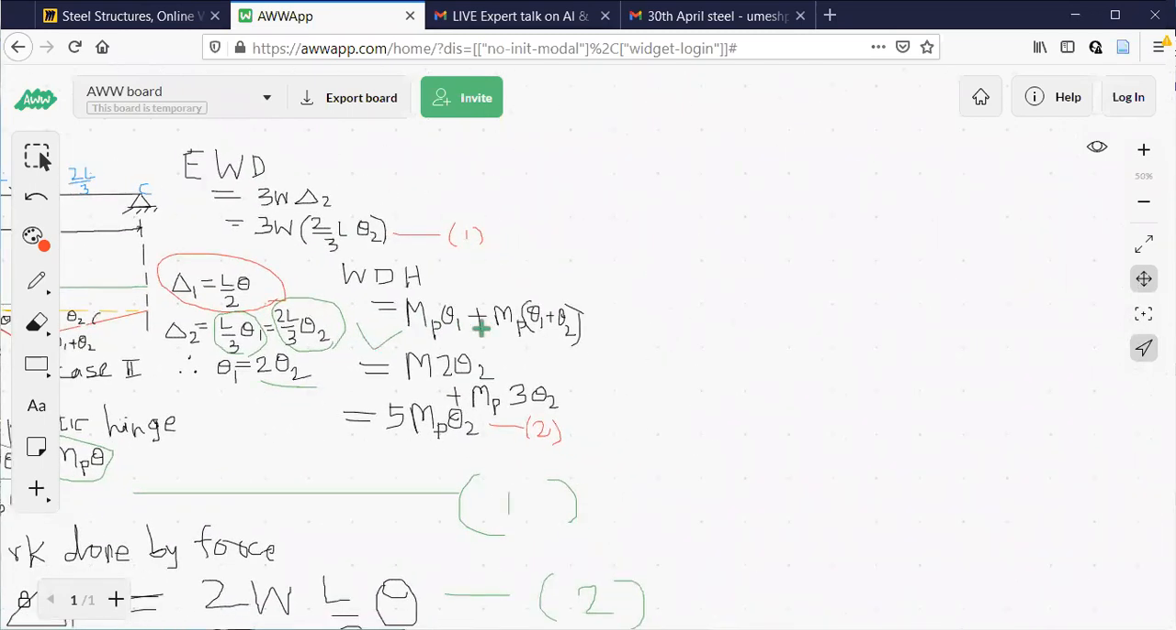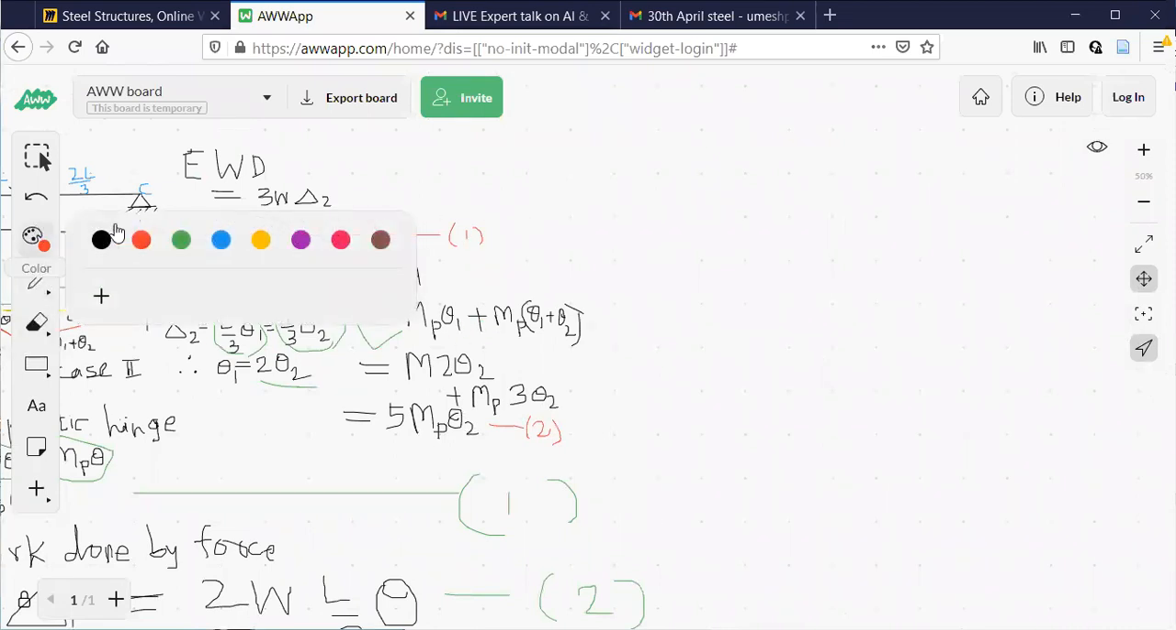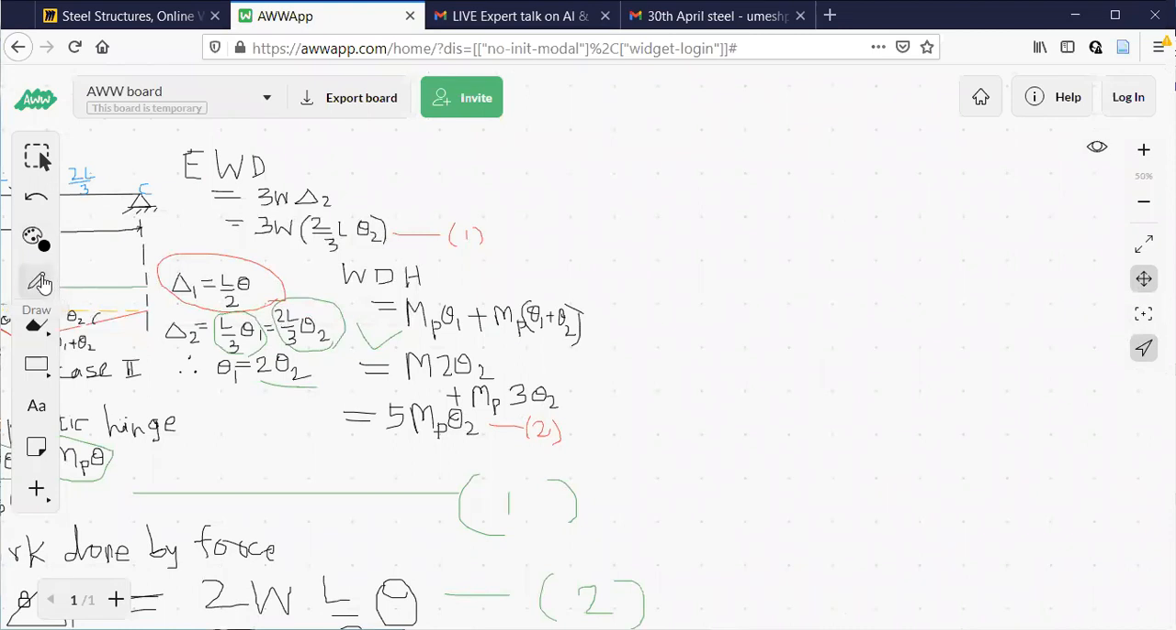Anything you want to know here? Anything else? Because according to me, these are not tough problems. Very basic things. If you understand, you can get easily 10 to 15 marks.